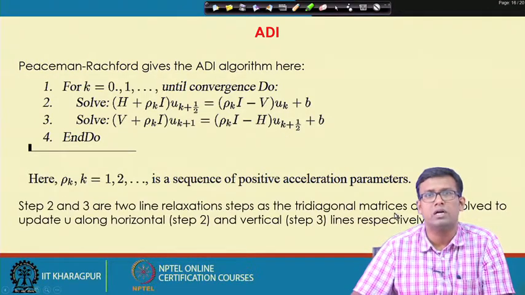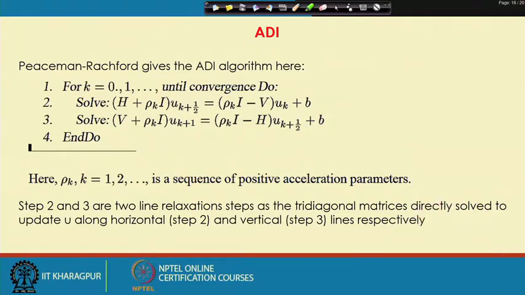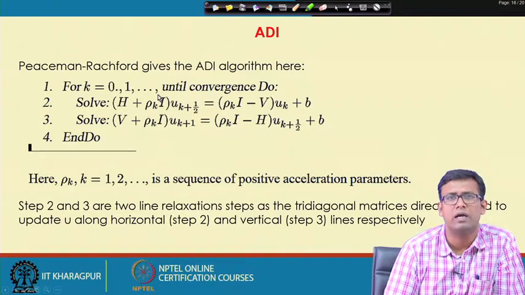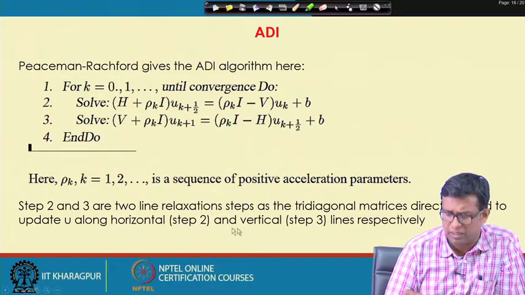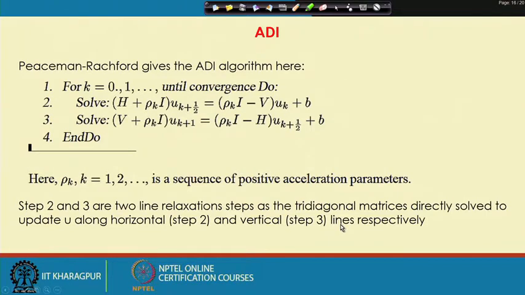Steps 2 and 3 are two line relaxation steps, as the tridiagonal matrices are directly solved to update u along horizontal. In this, there is a tridiagonal matrix which can be updated along horizontal. Why is it tridiagonal? H is tridiagonal, as it comes from central difference of the second order derivative term, and rho I only adds to the diagonal component, which will make it more diagonally dominant. So, the solution is faster. And the second step is a vertical line relaxation scheme.